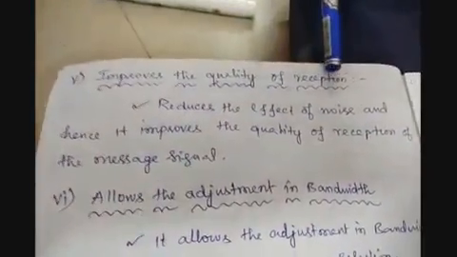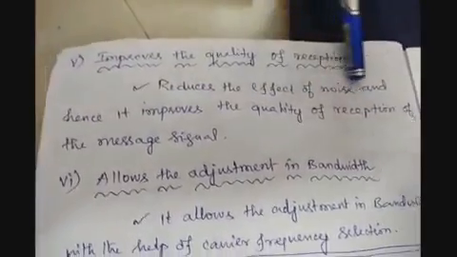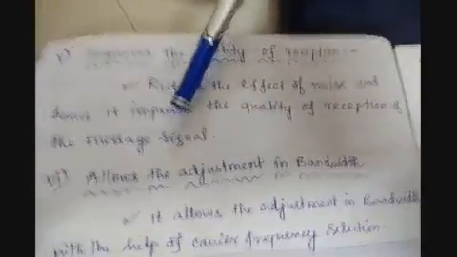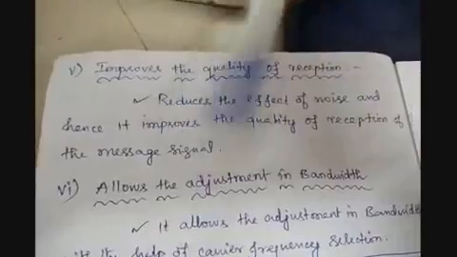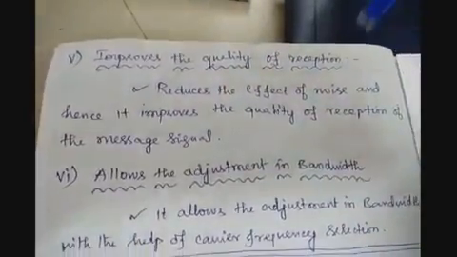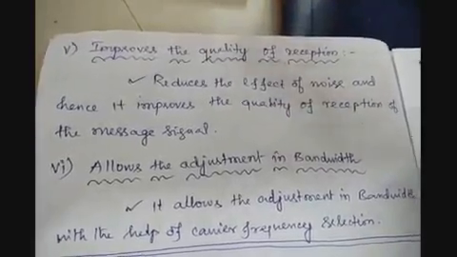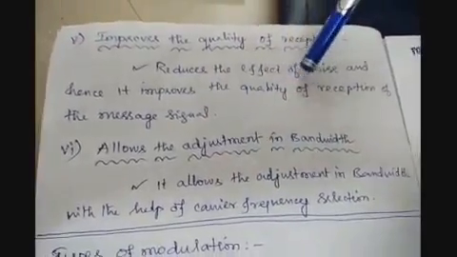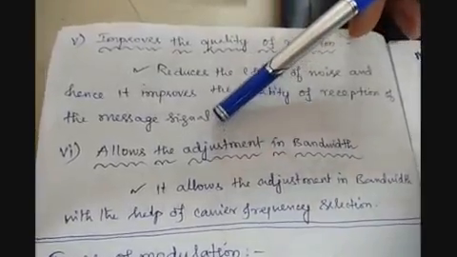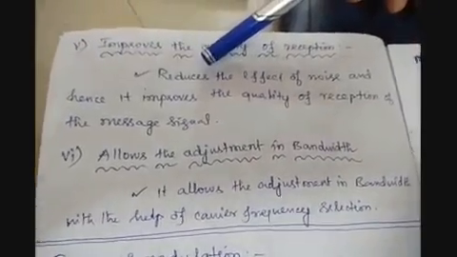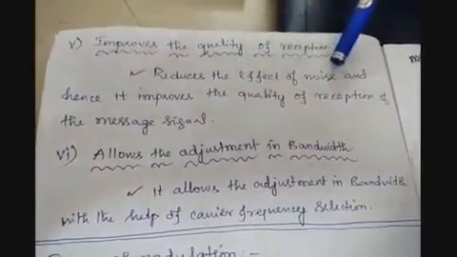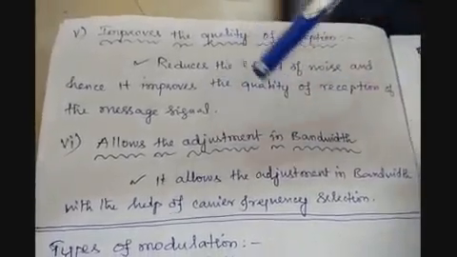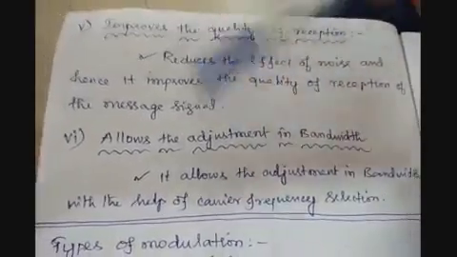Improves the quality of reception. So it reduces the effect of noise, and hence it improves the quality of reception of the message signal. So the message signal is received on the receiver side, and the quality will not get reduced because of the modulation process. How does it reduce? Generally, if the message signal mixes with noise, then definitely the quality of the message will reduce. But when you use modulation, it can easily reduce the effect of noise. So automatically it improves the quality of the message signal while receiving. We move on to the sixth one.